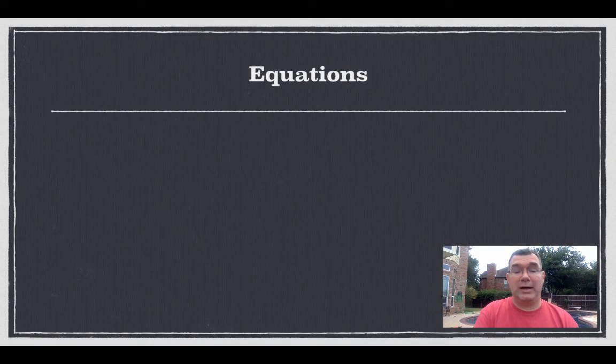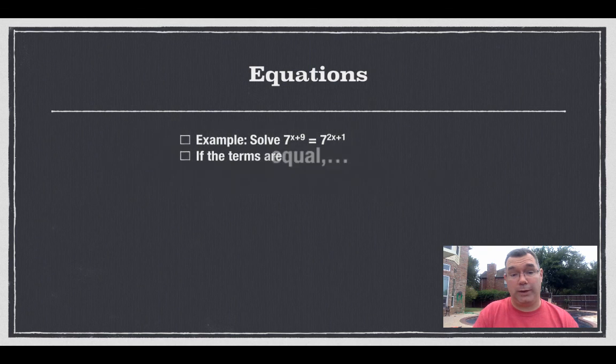All right, so now let's look at some equations that I need to solve. These are exponential equations, and the easiest kind you can solve is where you have the same base on both sides. So if I have 7 to the x plus 9 equals 7 to the 2x plus 1, I know that the terms are equal.